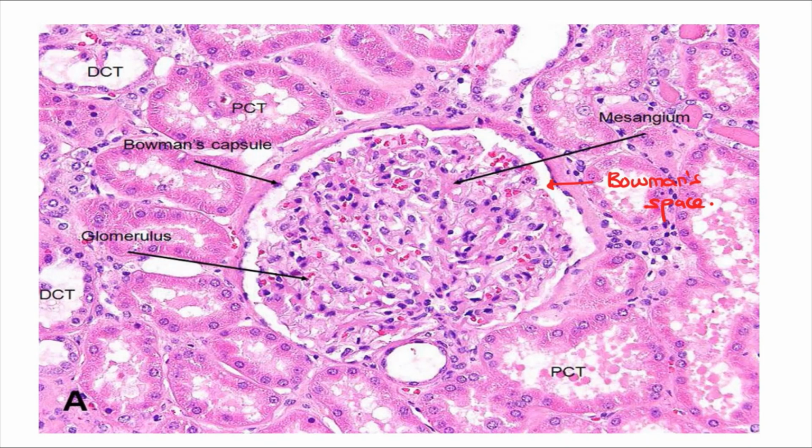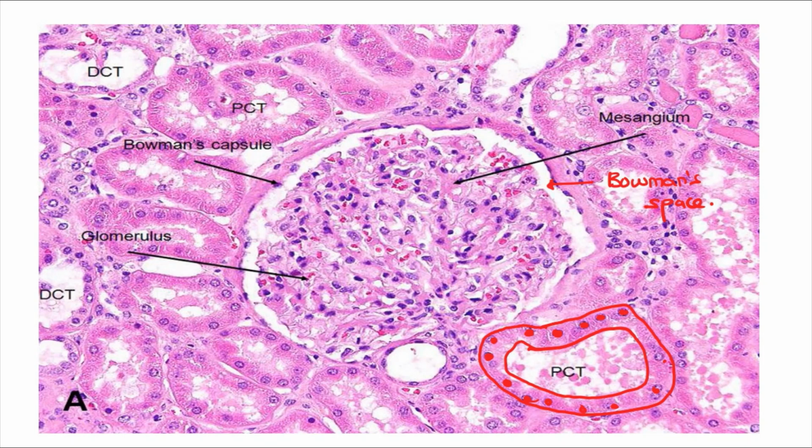Okay. So what you see here is a proximal convoluted tubule. It is even labeled PCT. It is made up of simple cuboidal epithelia. These nuclei that you see are the nuclei of the cuboidal cells that make up the proximal convoluted tubule.